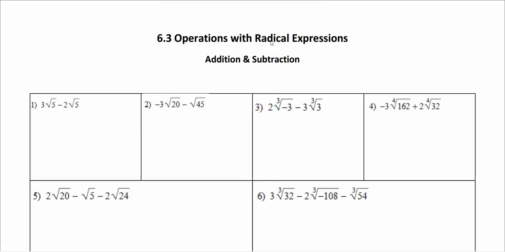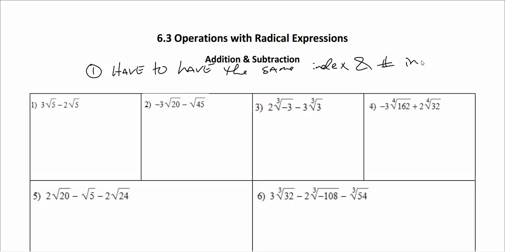So, addition and subtraction of radicals. What we're doing is we're going to take our radicals, and there's a couple things we need to know. One is they have to have the same root, the same index, and the same number inside in order to combine by adding or subtracting.